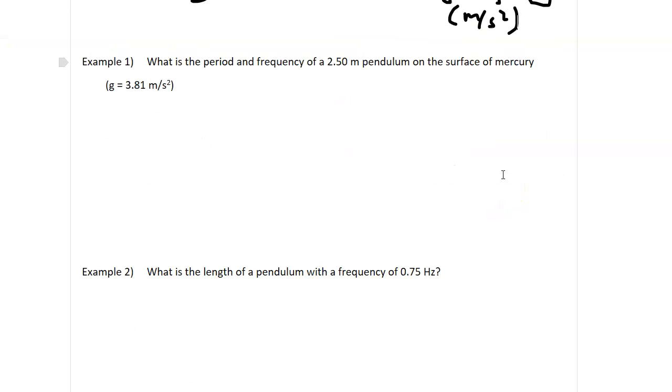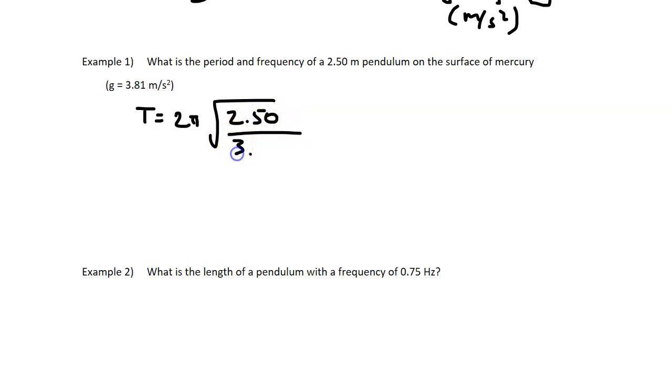Okay, so first example here we've got is, what is the period and frequency of a 2.5 meter pendulum on the surface of Mercury? So we're going to just plug in our numbers. Now as you solve for this, you're going to first of all do the division and square root this bit, then multiply by 2 pi. So 2 pi, the 2.5 divided by 3.81, that gets you the square root of 0.65. You'll square root that and multiply by 2 pi. You wind up with a period of 5.09 seconds.